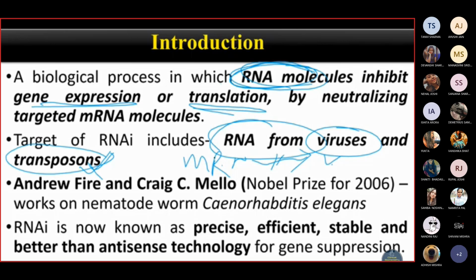For this RNA interference work, two scientists recently got the Nobel Prize in 2006. The work was probably done in the 1980s and 1990s, but they got the Nobel Prize in 2006, and they are Andrew Fire and C. Mello. They worked on nematodes, that is Caenorhabditis elegans, C. elegans as we normally call it.